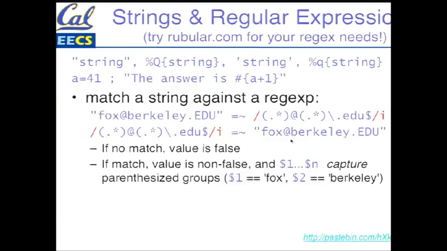So in this example, when I'm matching this regex against fox@berkeley.edu, this first group of parens is capturing everything before the @ so $1 will be the string fox that matched that. And the second group of parens will be captured by $2. That's everything after the @ sign, which is actually just Berkeley, because the .edu anchored to the end of the string is outside the match.